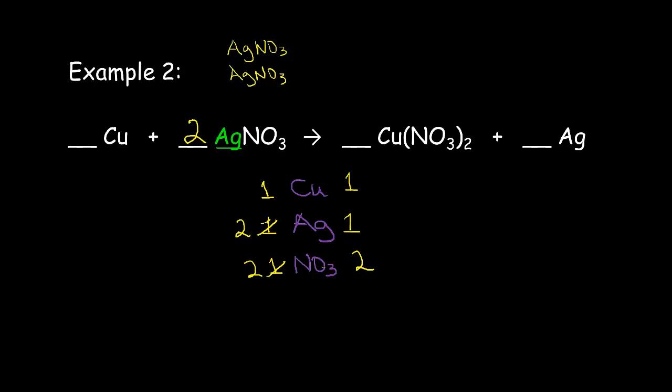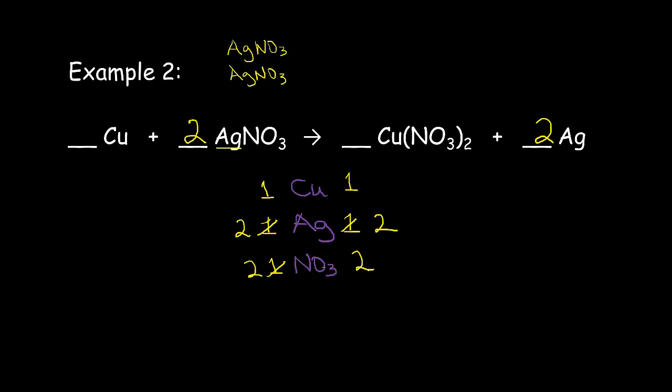We have 2 silvers on the reactant side and 1 on the product, which it appears that we have destroyed some silver atoms, and we know we cannot do that. The law of conservation of mass says that we cannot do that. So we need to add another silver on the product side. So I'm going to go over here and add a 2. All of our elements are now balanced.